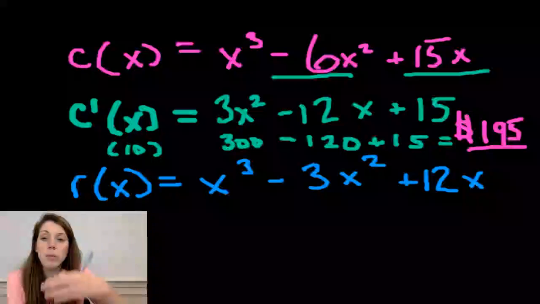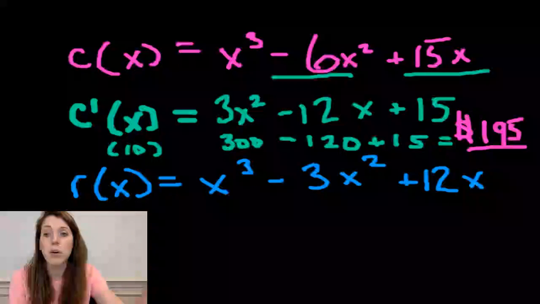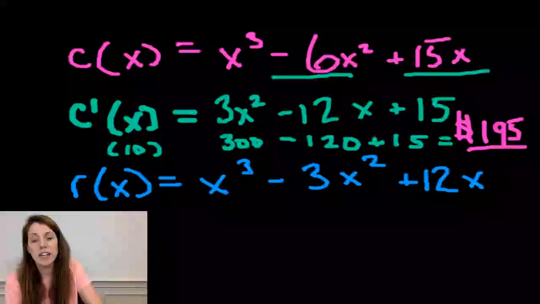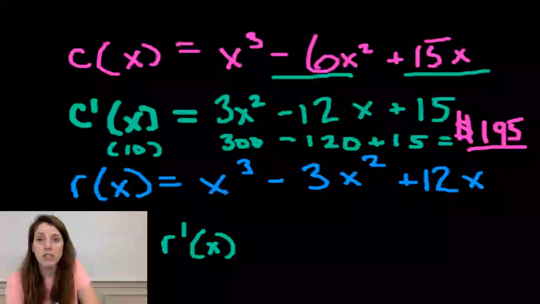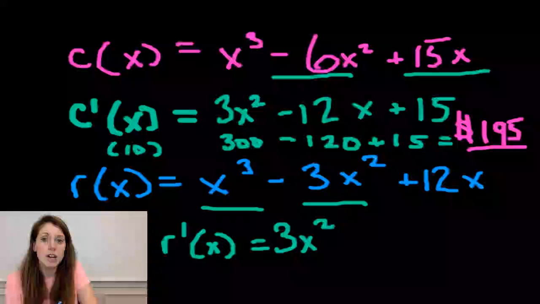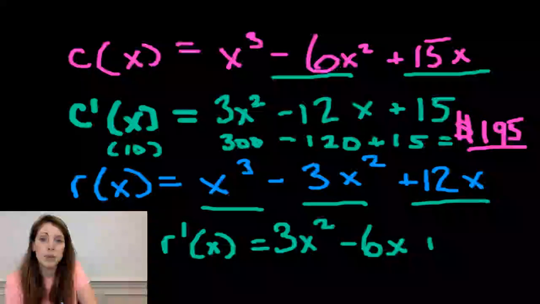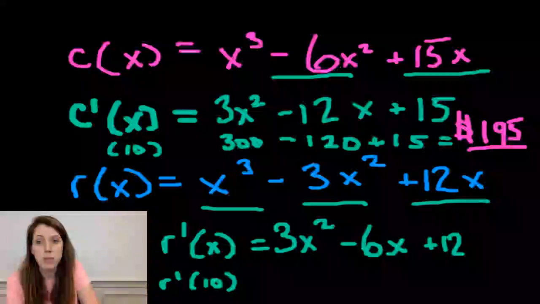So in order to do that, we're saying, how would it change if we just produce maybe one more? So the rate of change is what we're looking for, in other words, the derivative. So let's find R prime. It'd be 3x squared for this first part, then minus 6x for the second term, and plus 12. And again, we're trying to figure it out at 10, so we're finding R prime of 10.